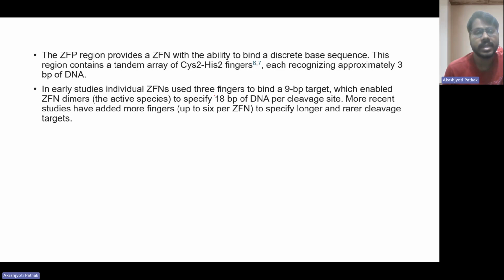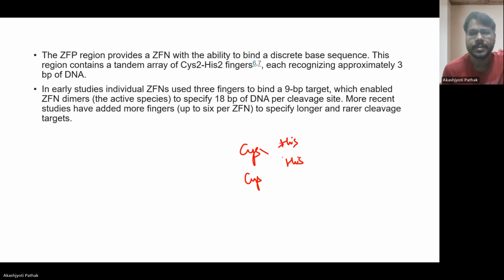And this recognition region contains a tandem array of Cys2His2 fingers. So there are two cysteine residues, and there are two histidine residues, which will go and bind to your zinc. So this is the active site of this enzyme, which recognizes approximately 3 base pairs of the DNA. So in early studies, individual zinc finger nucleases used 3 fingers to identify a 9 base pair target. So each finger will recognize how many base pairs? Each finger will recognize 3 base pairs.